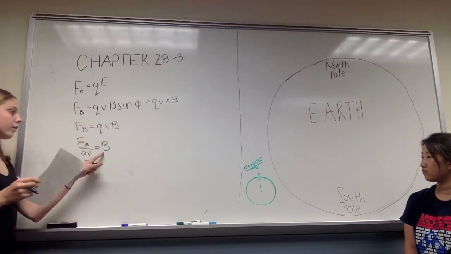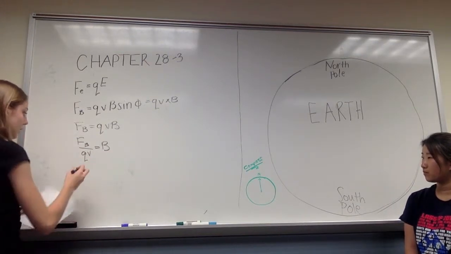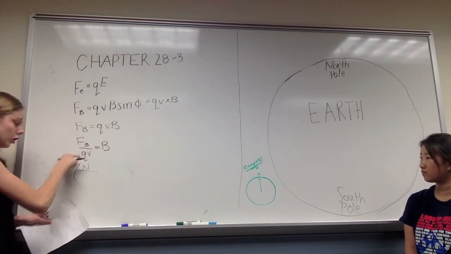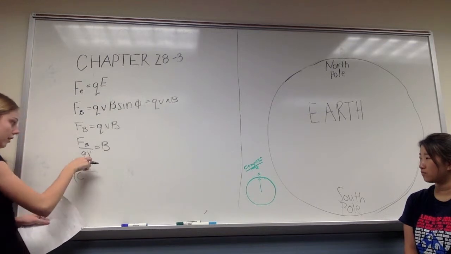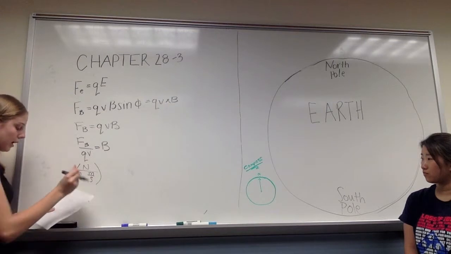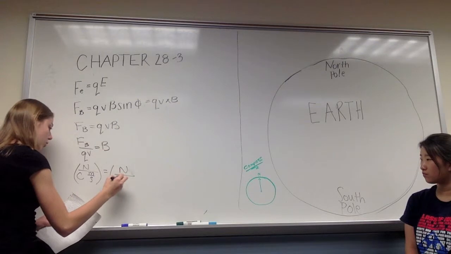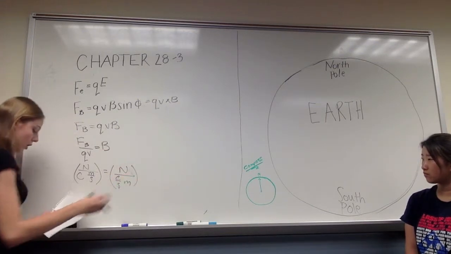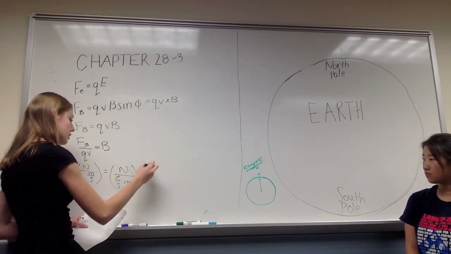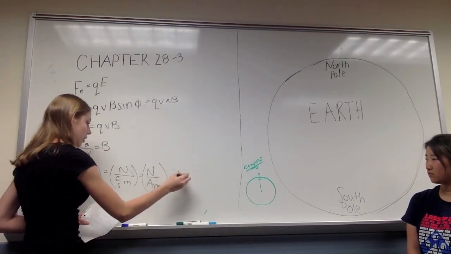And now that we know that, we can figure out the units for the magnetic field. So the units for FB would be newtons. And then the units for Q is coulombs. And then velocity would be meters per second. Now we can kind of play around with them a little, and we can make it newtons over coulombs per second meters, because we know coulombs per second is an ampere, so we can do newtons over ampere meters, which is the same as a Tesla.